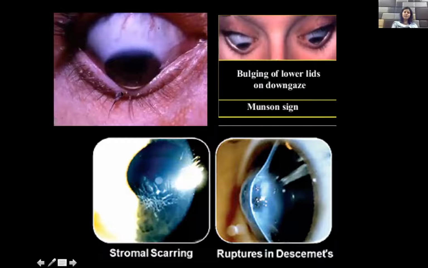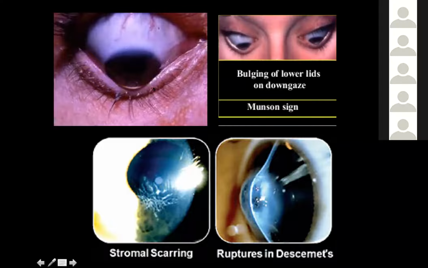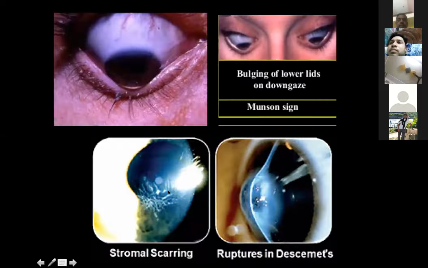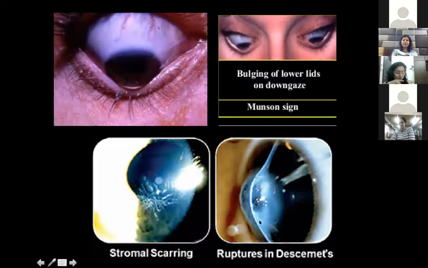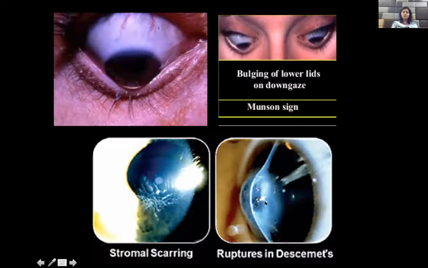Now, in very advanced cases, you can make out Munson's sign, which is basically when you tell the patient to look in down gaze, there will be bulging of the lower lids. Also, you can see scarring at various levels in the cornea, like in this patient. And then we spoke about hydrops, wherein the patient has a sudden rupture in the Descemet's membrane. The cornea becomes abnormally swollen, and the patient will have acute decreased vision, and they'll come to you in the OPD.